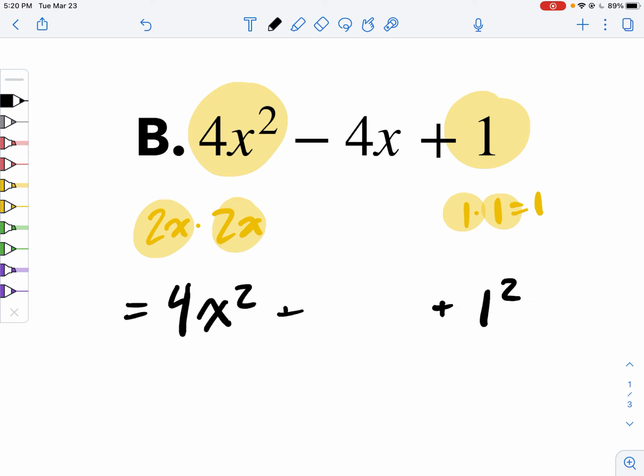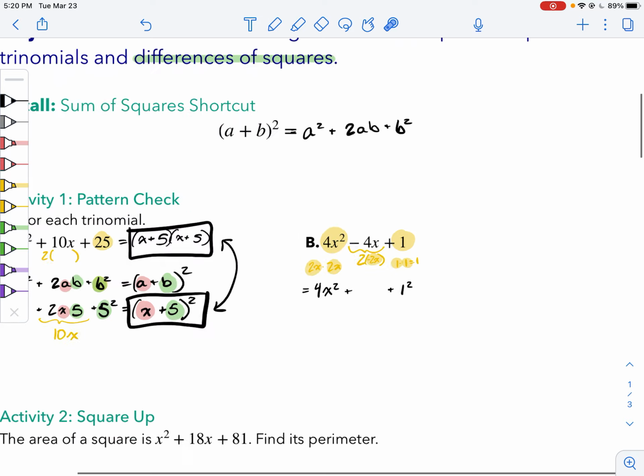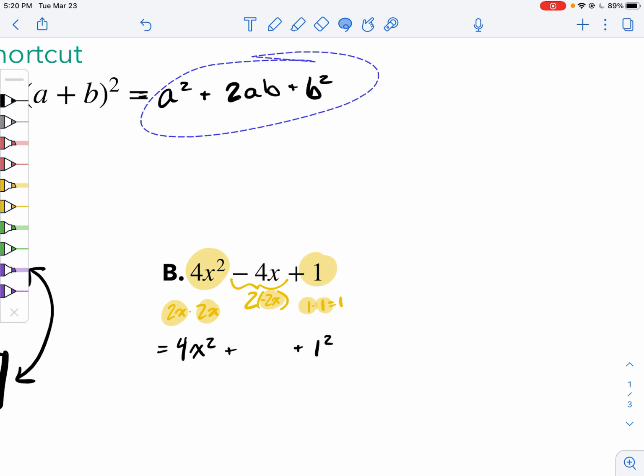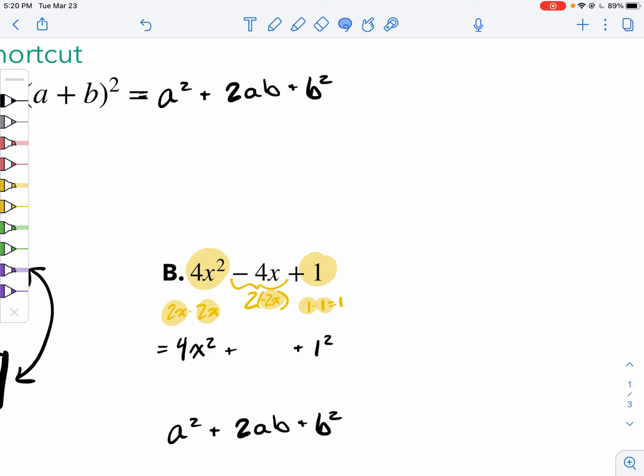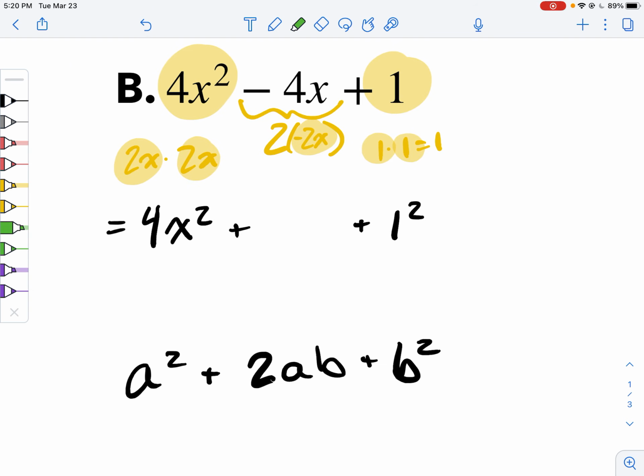And now we have something in the middle. This needs to be equal to 2 times something. It's equal to 2 times negative 2x times 1. So we're saying, hey, does this fit our pattern of a squared plus 2ab plus b squared? And it does fit that pattern. Here, our a is 2x because 4x squared is equal to 2x squared. So every time we have a, we can write 2x. And here, our b is 1 because that's 1 squared.